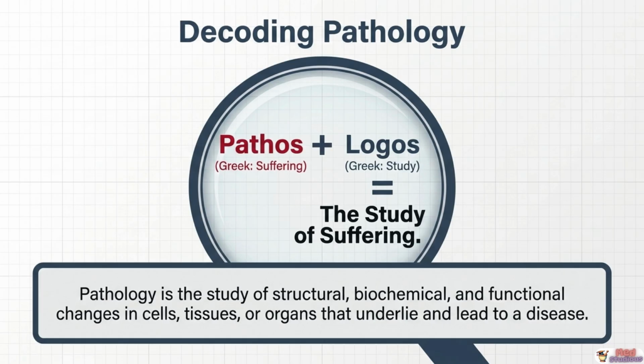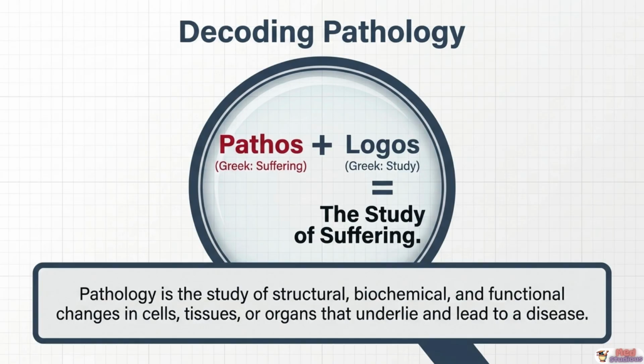The word pathology comes directly from the ancient Greek language and breaks into 2 precise roots. The first root is pathos, meaning suffering. The second root is logos, meaning the study of. Combined, pathology is literally the study of suffering, the systematic scientific investigation of how and why living organisms suffer from disease at the cellular, tissue, and organ level.